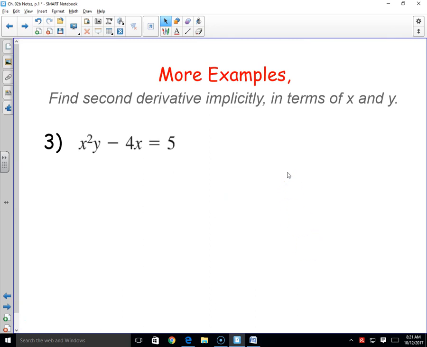Guys, go ahead and check out the work that I have on the sideboard. Do you see how first I took the derivative of both sides?